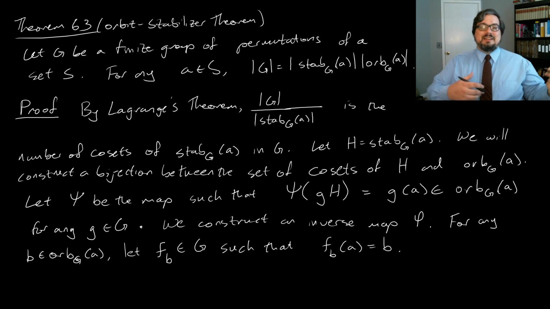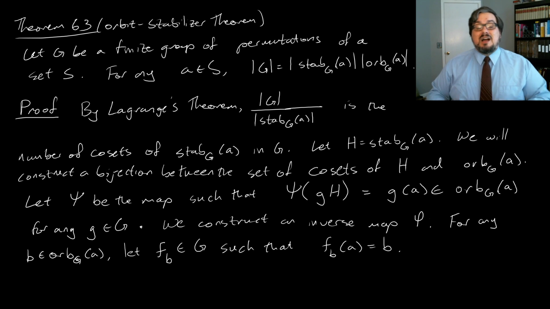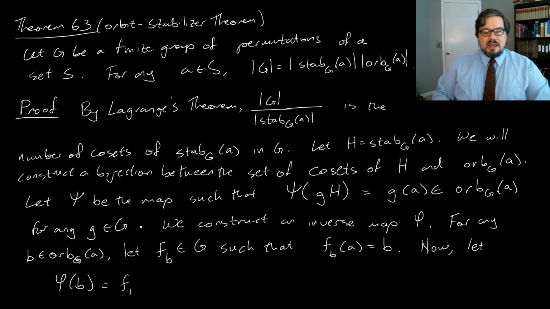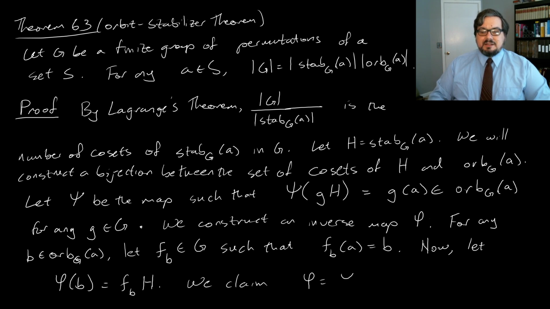Notice that this is similar to what we did in the proof of Theorem 61, where we sort of fixed something specific. There could be lots of permutations that take A to b. We want to pick a particular one for each b. So now we want to let phi(b) equal f_b H. We want it to be the coset of H with the representative f_b. So now we claim that phi is psi inverse. Let's see how that goes.